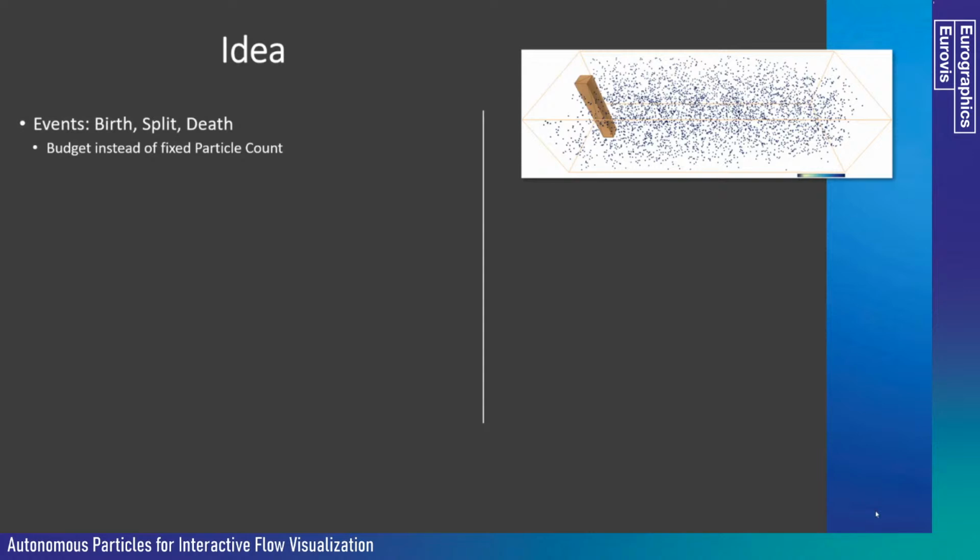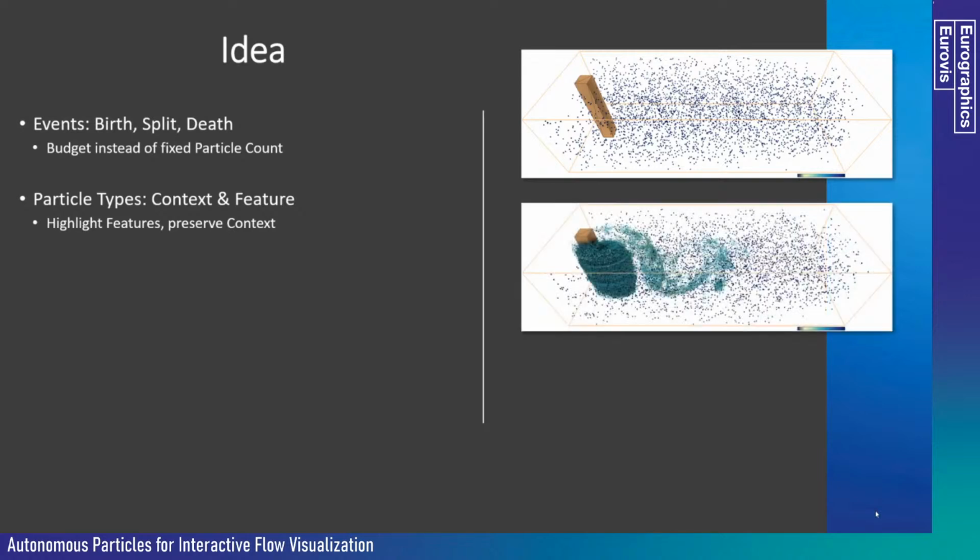With these requirements in mind, we can now formulate the idea behind the approach of autonomous particles. The underlying concept is to loosen the constraint of particles being something static. Instead, a particle can undergo different events like burst, split, and death. With this, we also move away from a fixed particle count into the direction of having a total budget of particles. One of the requirements was to highlight features while preserving context information. We achieved this by splitting existing particles when close to features and therefore increasing the density locally. This leads to the formulation of context and feature particles, where context particles are the ones existing from the beginning and have not split yet.